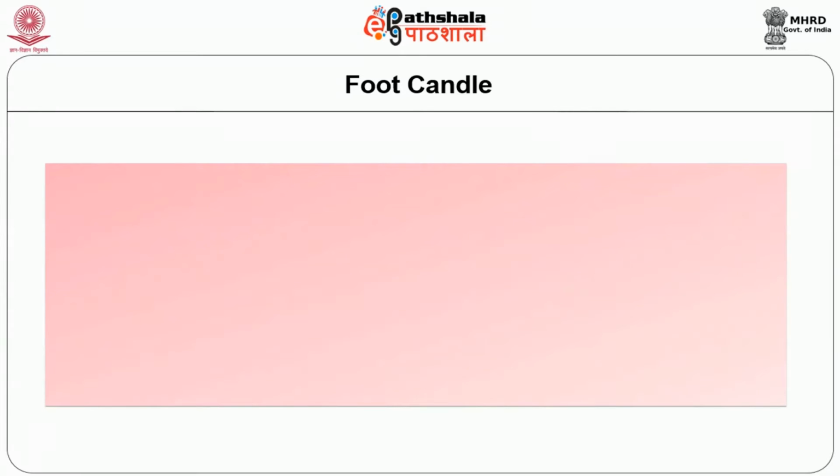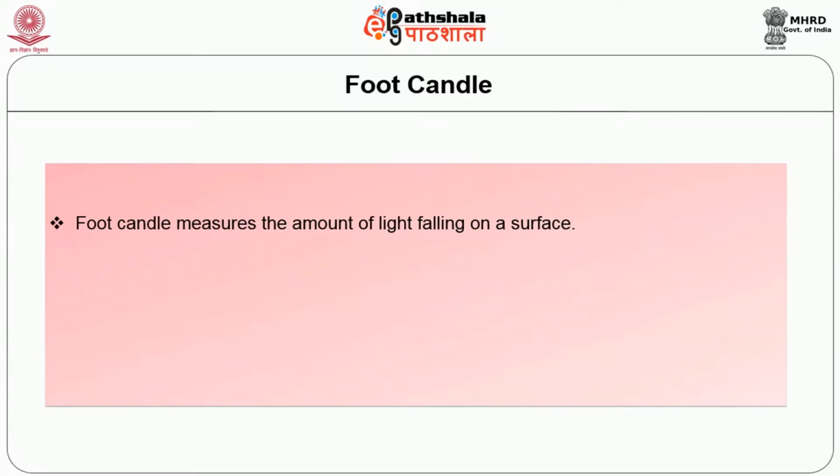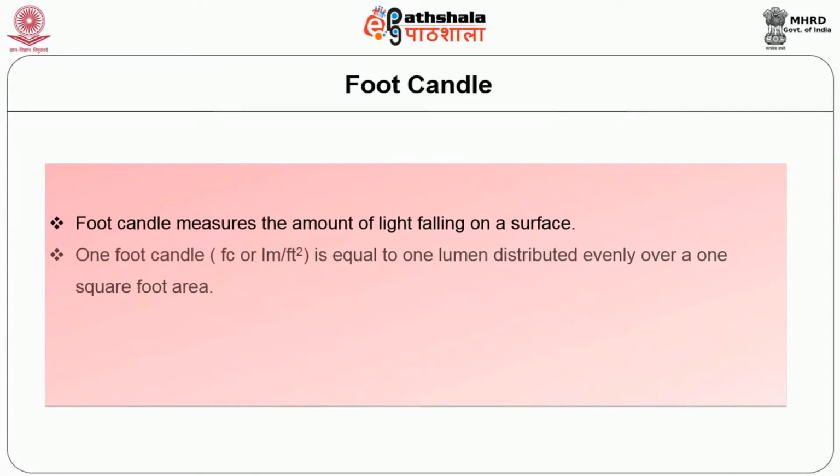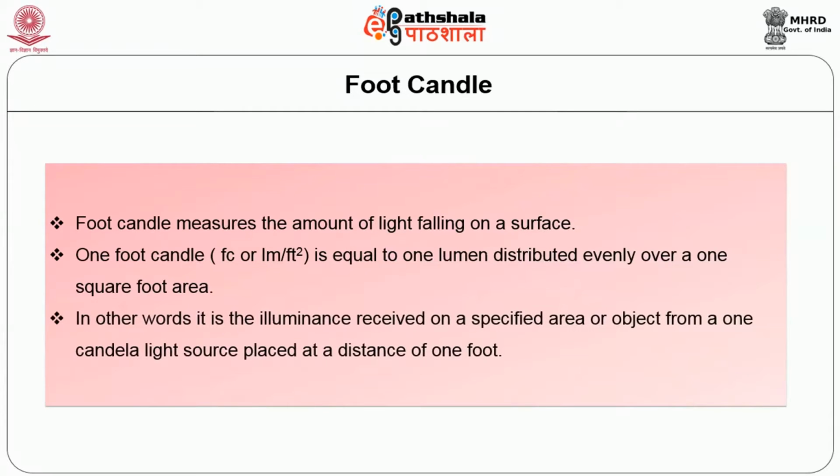And what is it? Considered as the basic unit of illumination, foot candle measures the amount of light falling on a surface. 1 foot candle is equal to 1 lumen distributed evenly over a 1 square foot area. In other words, it is the illuminance received on a specified area or object from a 1 candela light source placed at a distance of 1 foot.